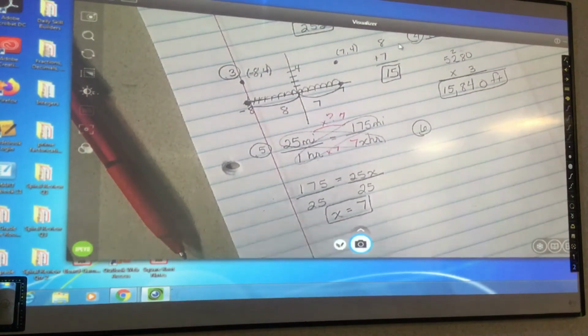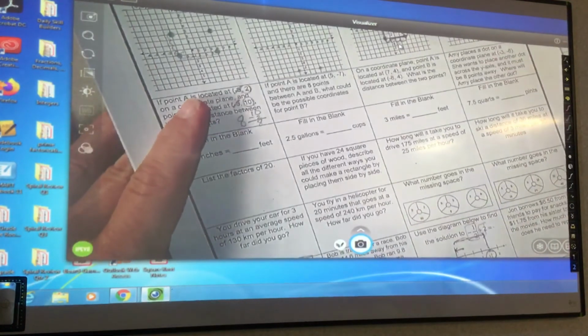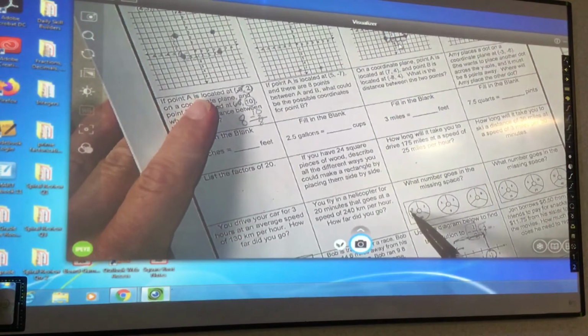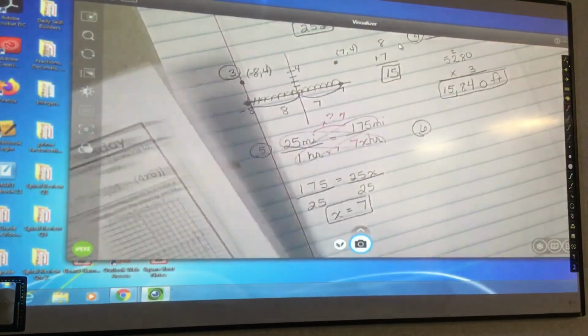6. You want to do it right on this worksheet. 5 times 2 is 10. 3 times 3 is 9. So 2 times 6 is 12. There you go. That's your answer.